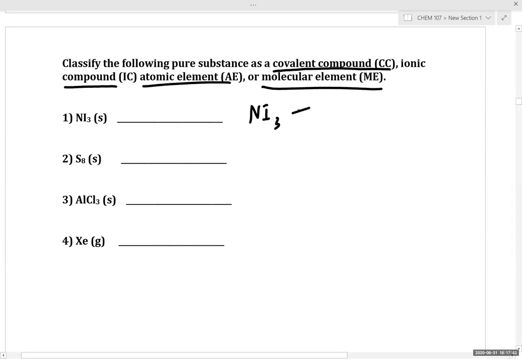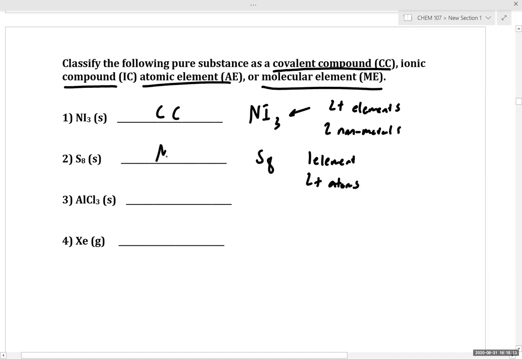So looking at nitrogen triiodide, we have two or more different elements. And additionally, we have two non-metals. So as a result, we classify this as a covalent compound. Next, S8. Looking at S8, we just have one element in our formula, and we have two or more atoms. So we classify this as a molecular element.